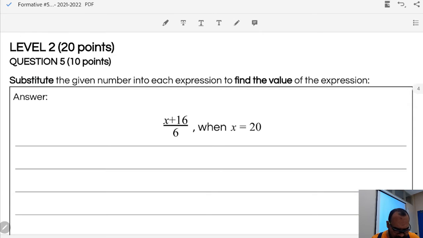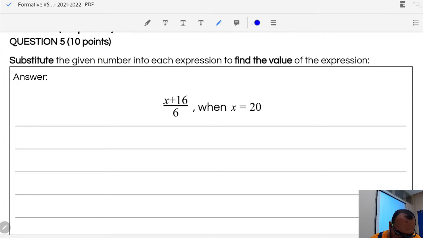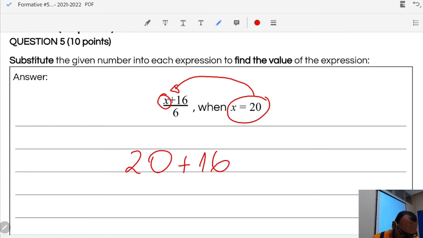Level 2, question 5. Substitute the given number into the expression to find the value of the expression. I need to substitute, guys. What does it mean, Mister? I have x value equals 20. Then I will write this 20 over the variable. Attention, use this number here: 20 plus 16 divided by 6. Some students make the equation equal 20. No! I'm not looking for which number may create the result 20. I'm telling you 20 is the variable. I will use the number 20 in place of the variable x.